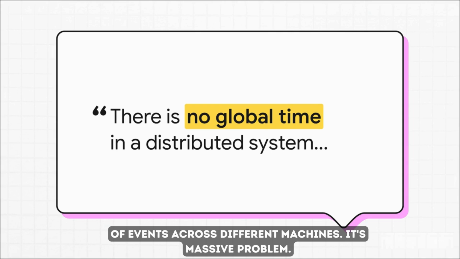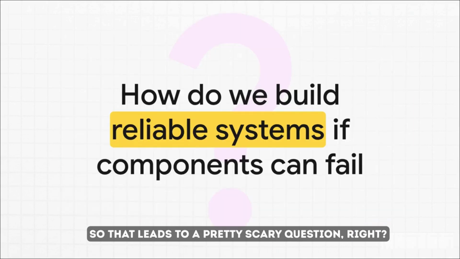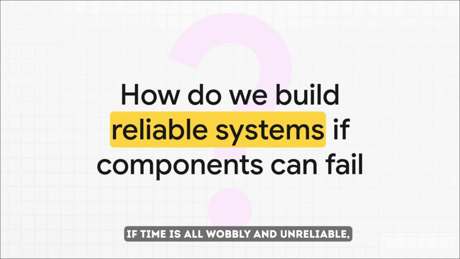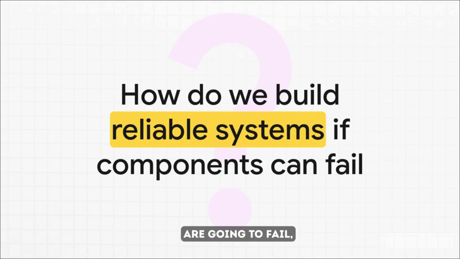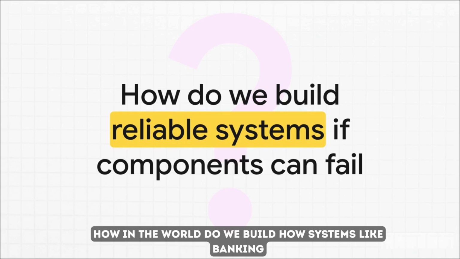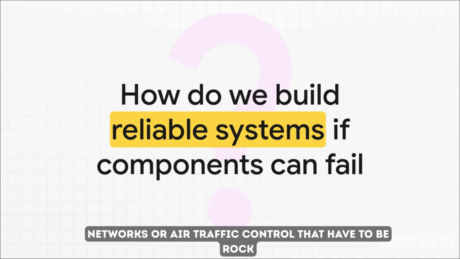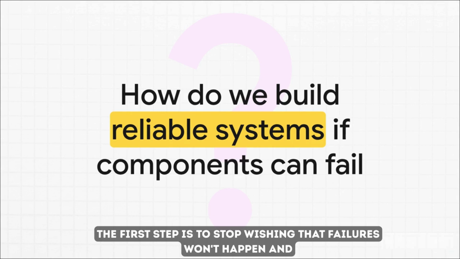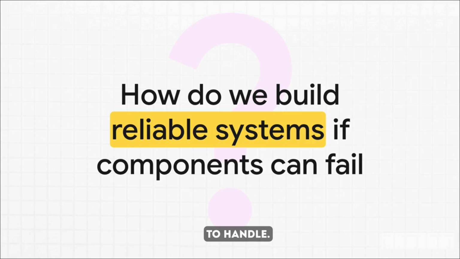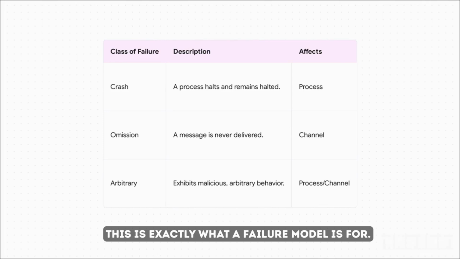It's a massive problem. So that leads to a pretty scary question, right? If time is all wobbly and unreliable, and we know for an absolute fact that computers and networks are going to fail, how in the world do we build systems like banking networks or air traffic control that have to be rock-solid reliable? Well, the first step is to stop wishing that failures won't happen and start defining exactly what kinds of failures you're prepared to handle. This is exactly what a failure model is for.